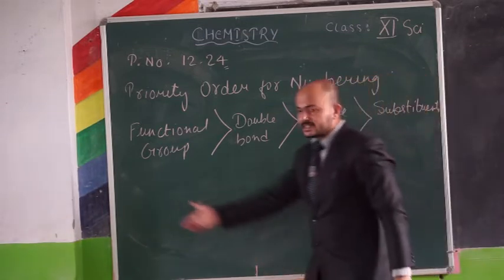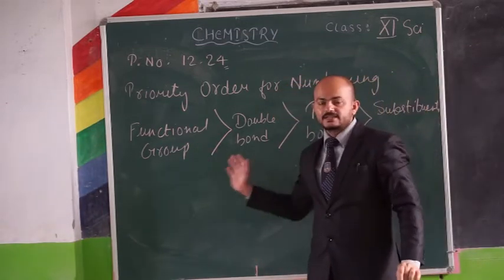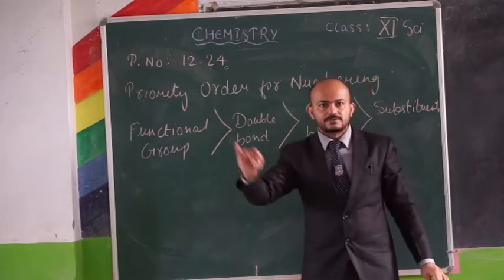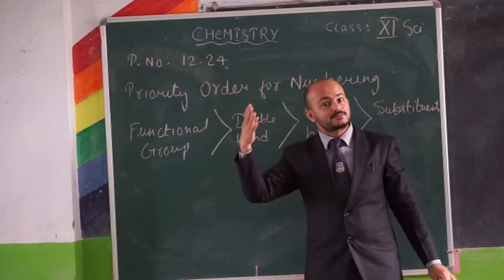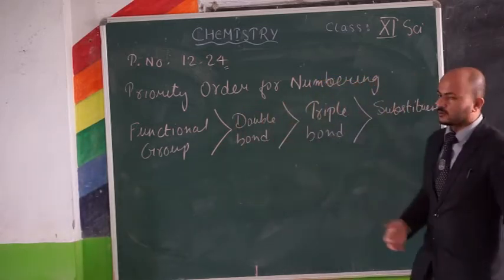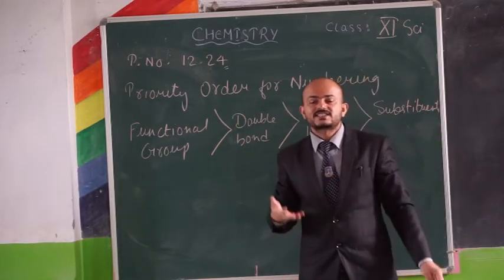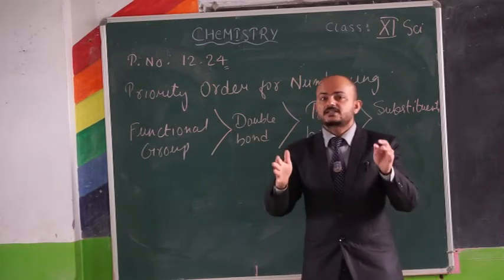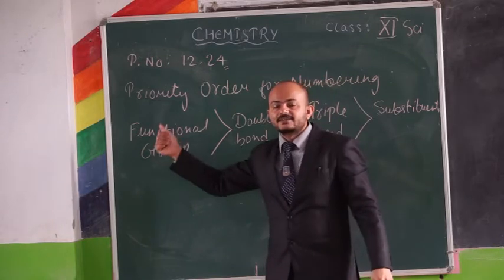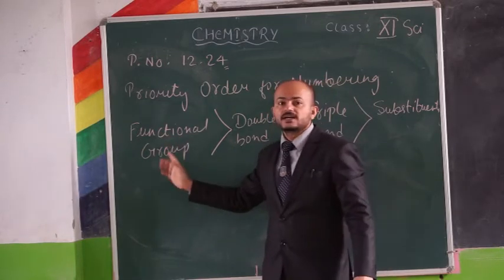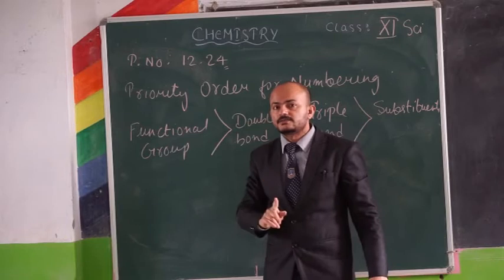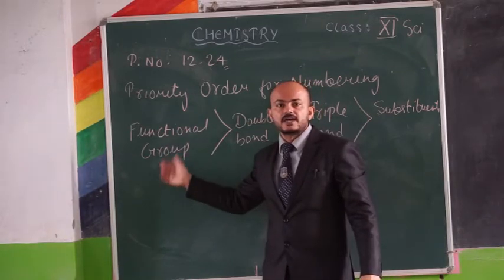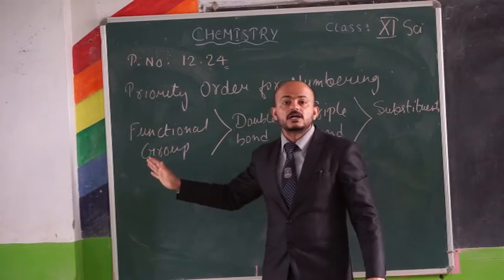Okay? So in a compound, what does it mean? Let me explain. In a particular compound, if you have a functional group, a double bond, a triple bond, and also a substituent, then from which side should you start numbering the carbon chain? In that case, you have to start numbering from the side from which the functional group comes at the lower carbon number. Please remember this rule: the functional group has to come at the lower carbon number.